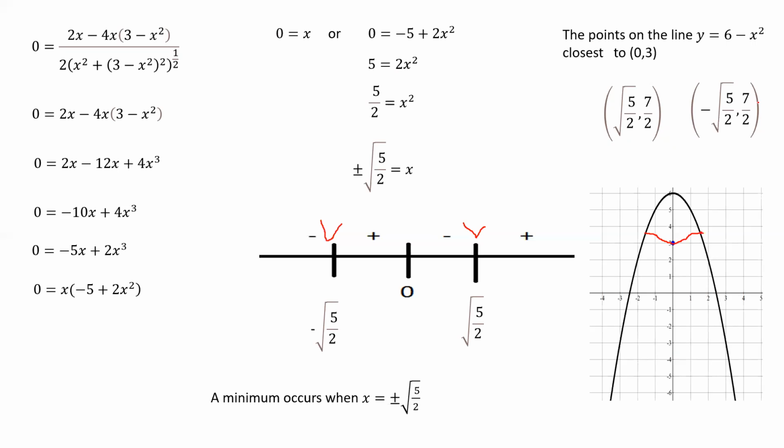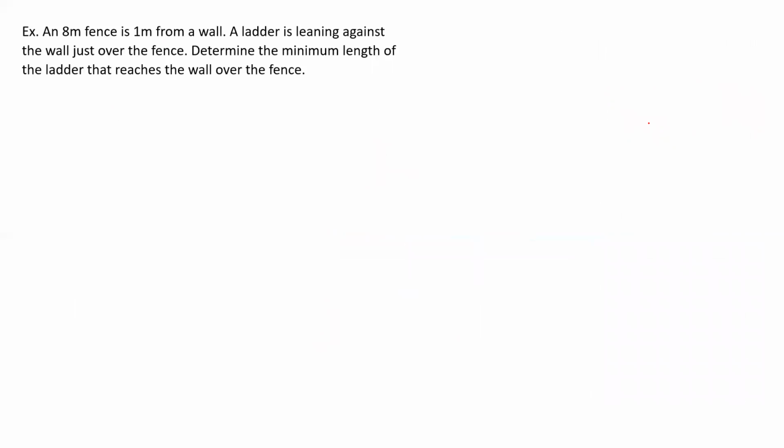It's really no different than anything we've done before. Well, except the setup makes it look a little more frightening. Okay, let's have some more fun, shall we? An 8-meter fence is 1 meter from a wall. A ladder is leaning against the wall just over the fence.